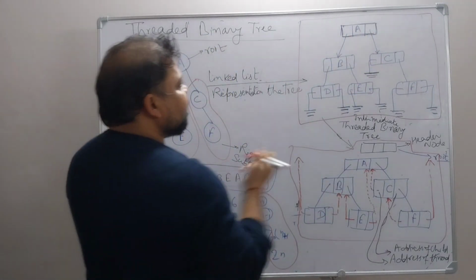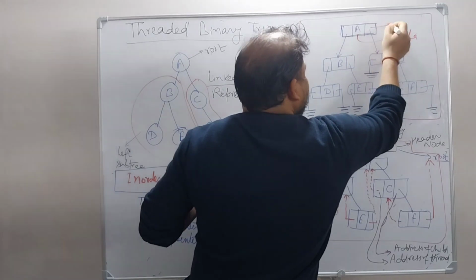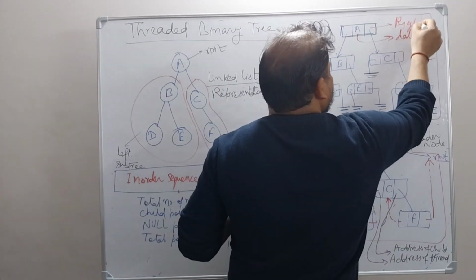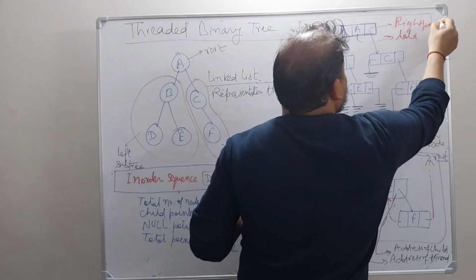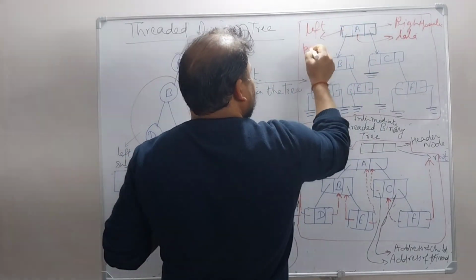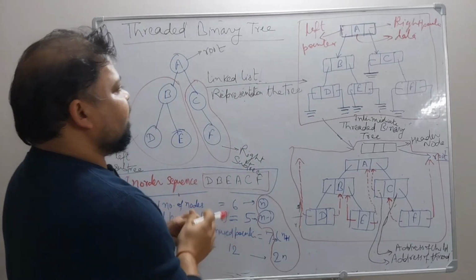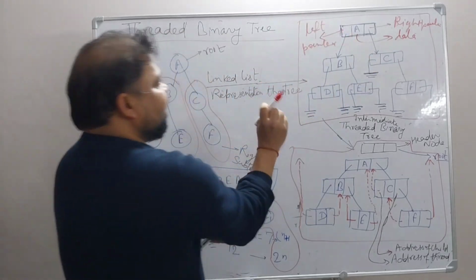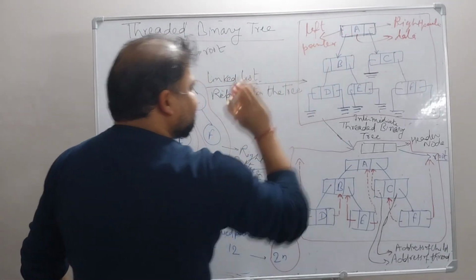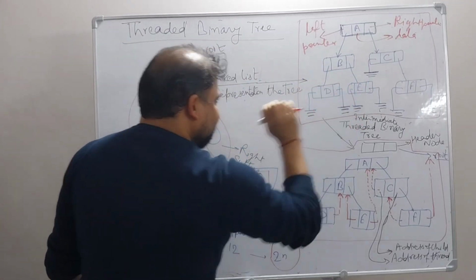This field is called the data field. So this is data. This field is called the right pointer, and this one is called the left pointer. The right pointer will keep the address of the right child and the left pointer will keep the address of the left child. And in a similar manner it is there for each and every node.